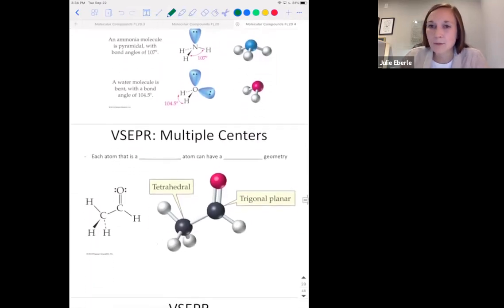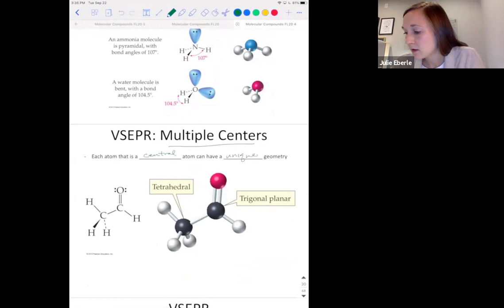All right, now what happens when you have a molecule that has more than one central atom? We say that molecule has multiple centers, in other words. Well, you can name each central atom. Each atom that is a central atom can have a unique geometry. So just because you have 2 carbons in the same molecule and they're both central atoms does not mean that they're both tetrahedral. You have to count charge clouds for each unique central atom.